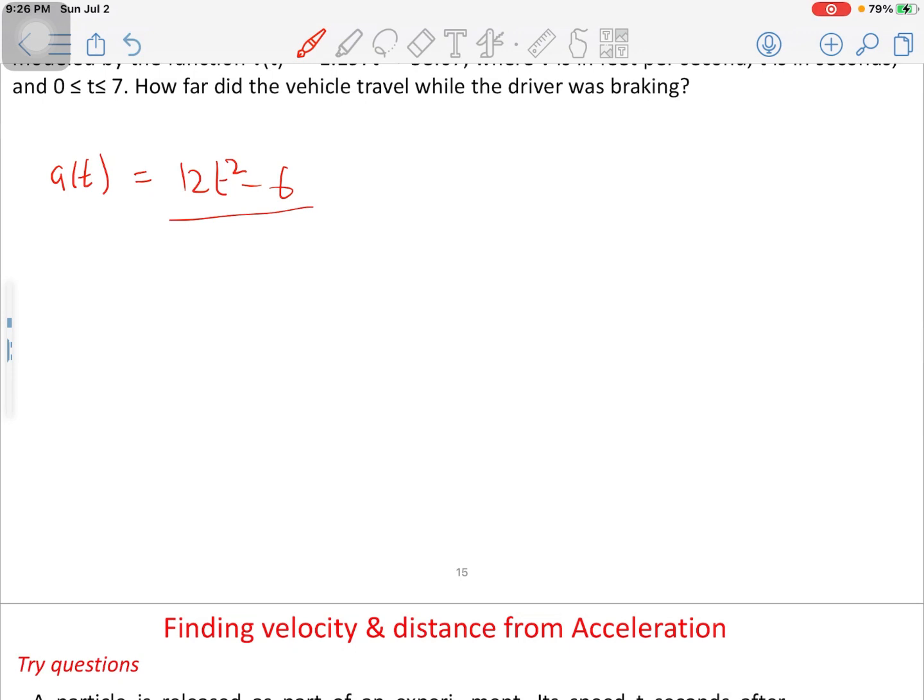First of all, one thing that you can do is find the turning point. At the turning point, the derivative of the function is going to be 0, as you did in your calculus 1. So when we differentiate, we get 24t equal to 0. And now we are going to get t equal to 0.